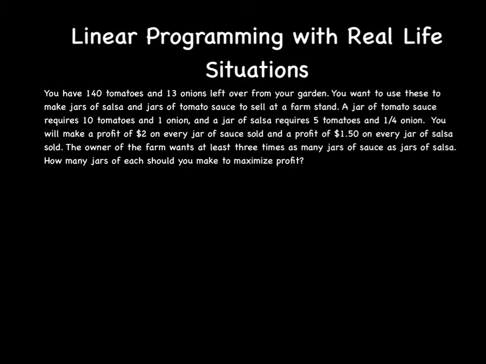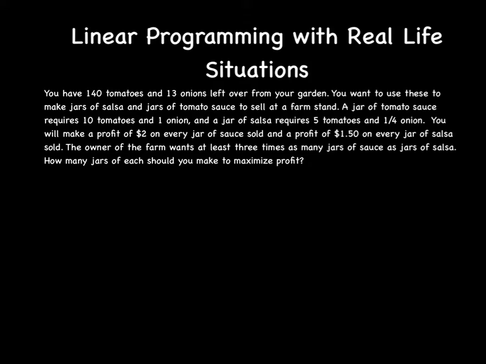All right, so let's look at what linear programming looks like with real-life situations. You have 140 tomatoes and 13 onions left over from your garden. You want to use these to make jars of salsa and jars of tomato sauce to sell at a farm stand. A jar of tomato sauce requires 10 tomatoes and an onion.